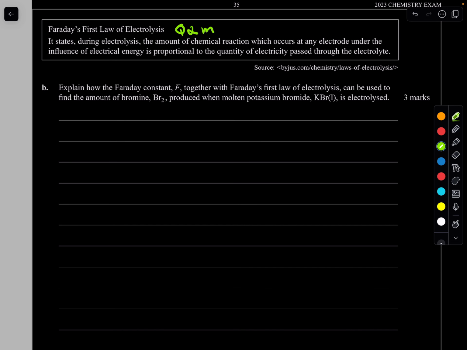And so it says, explain how Faraday's constant F, together with Faraday's laws of electrolysis, can be used to find the amount of bromine produced when molten potassium bromide is electrolyzed.